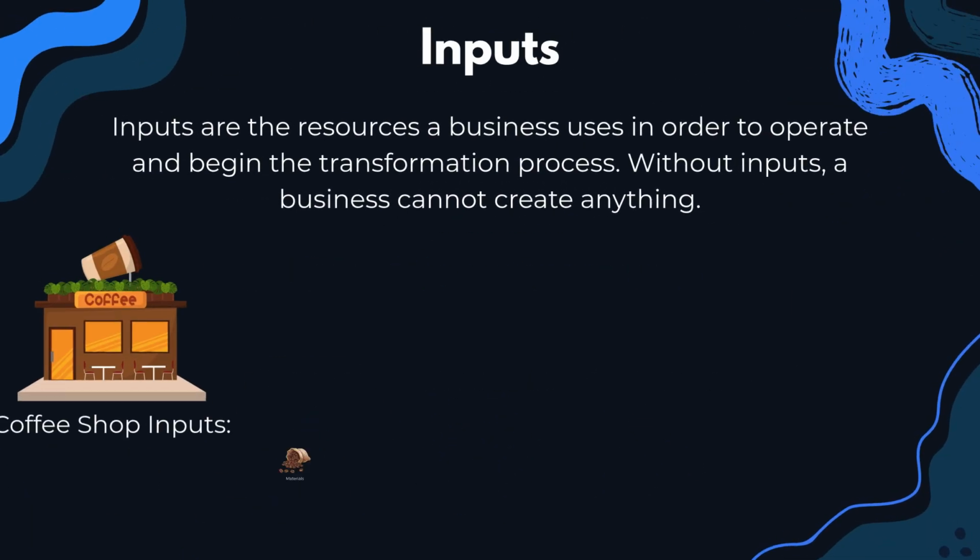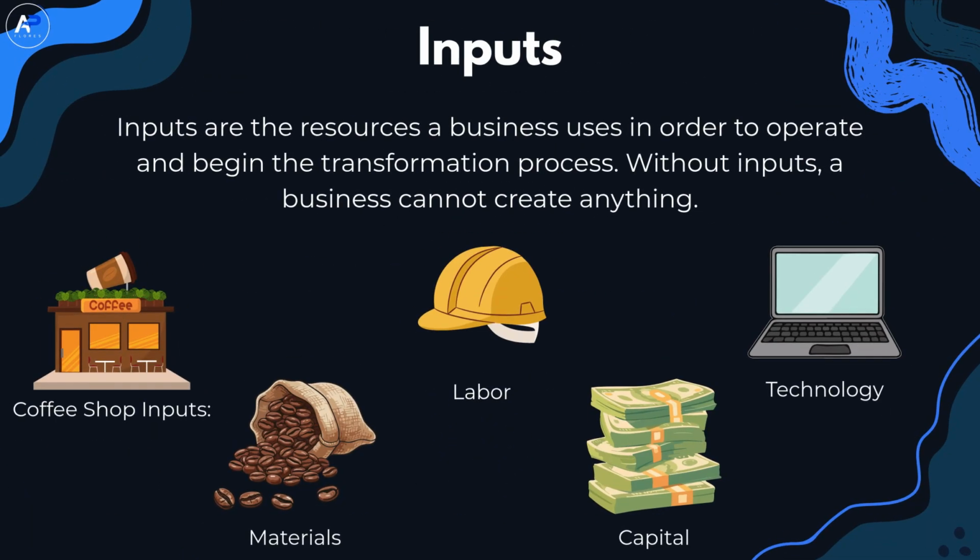Every business begins with inputs, which are the resources needed to operate. These include labor, materials such as raw ingredients or supplies, capital, which is the money used to fund operations, and technology, which helps improve efficiency. Think about a coffee shop. Before it can sell a single drink, it needs employees, coffee beans, espresso machines, cups, electricity, and money to pay rent. None of these create value by themselves, but they're the starting point.